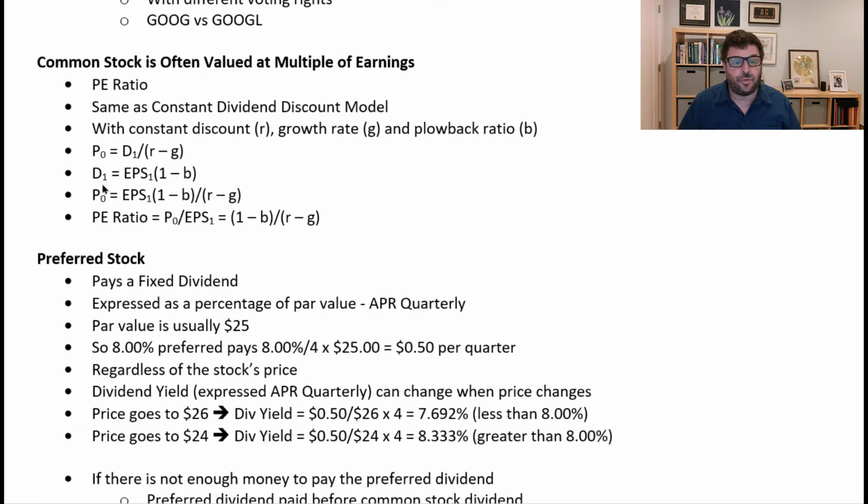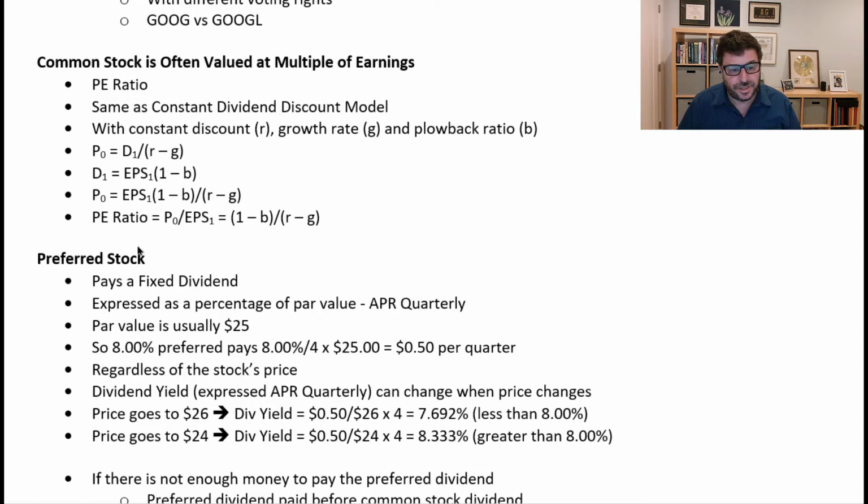But I know that D1 is equal to the earnings per share times 1 minus the plowback ratio, B, meaning that if I plow back 100%, then there is no dividend. And if I plow back 0%, then all of the earnings are paid out. And so then I can now substitute in the numerator and then solve for the price earnings ratio. And so that I have the price divided by the earnings is equal to the amount that the company is reinvesting divided by R minus G.